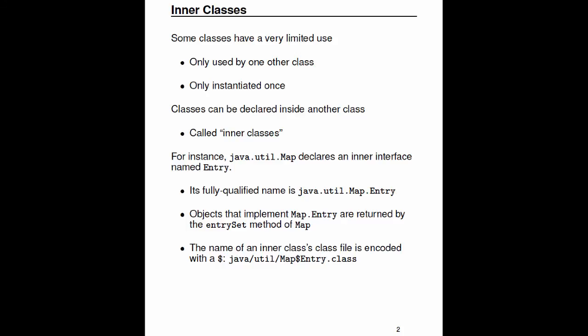java.util.Map.Entry. If you go and look for the class file of an inner class, its name is a little special. It's something like java/util/Map$Entry.class. So if you see class files that have a $ sign in the middle of them, that means that they're an inner class. That's just the way the javac compiler outputs them.